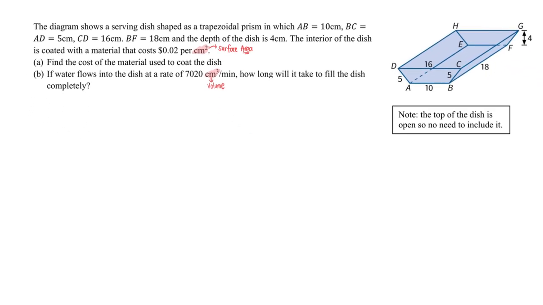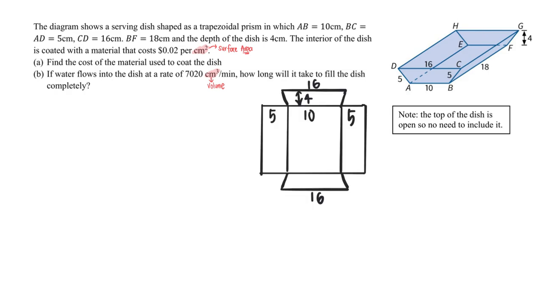Alright, so for part A, to help us, I actually drew the net of the interior, and you can see that there are 5 surfaces, out of which there is a trapezium, and rectangles. Okay, so all we have to do, step 1, is find the total surface area of this dish, of the interior.